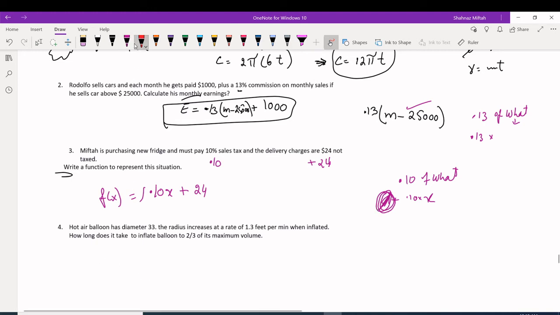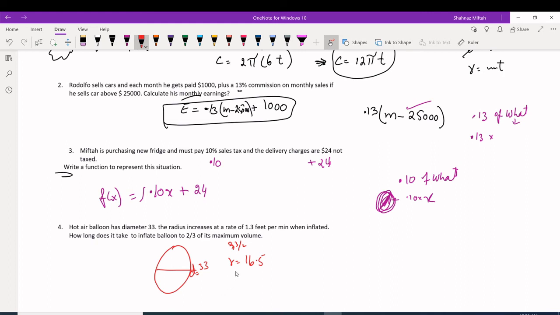Question number 4. A hot air balloon has a diameter. Okay, I'm going to make a balloon. This is a balloon. The diameter is 33. And I know the radius, I'm just getting the radius. I don't know if I need it or not, but I always do that. I need r, 33 divided by 2 is going to give me 16.5.